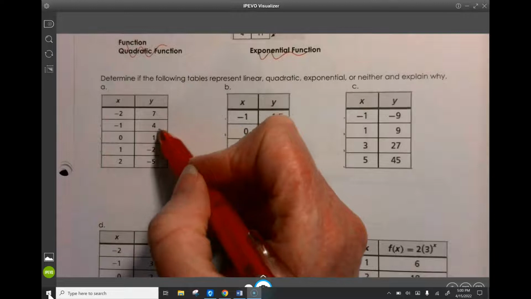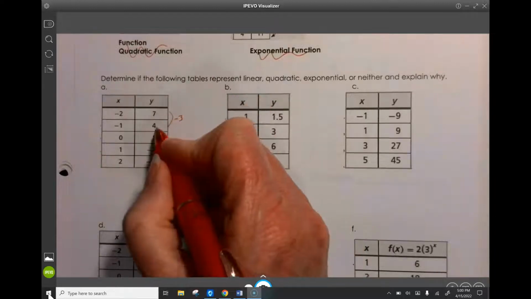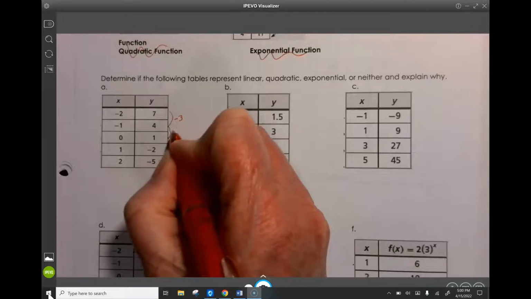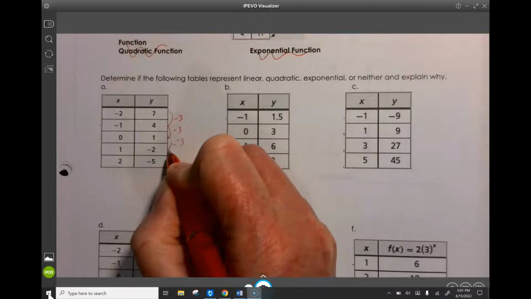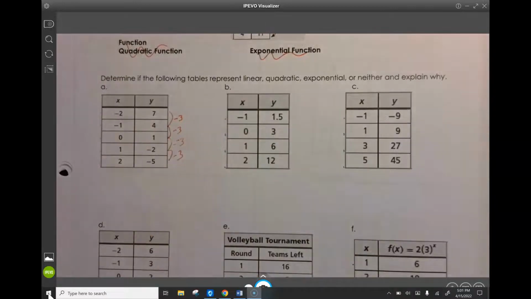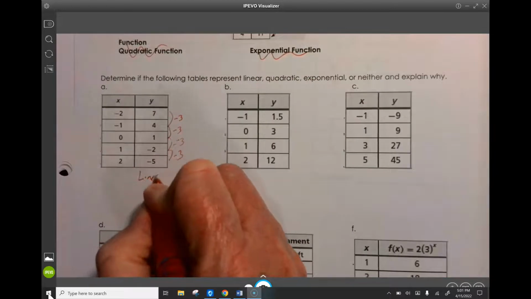What am I doing to 7 to get to 4? Well, I'm subtracting 3. What do I do to 4 to get to 1? Oh, this is looking promising. I'm subtracting 3. Do I subtract 3 here? Yes, I do. And do I subtract 3? Oh, so what do we know this is? Well, it's the first level, and we added or subtracted, so we know this one is linear.